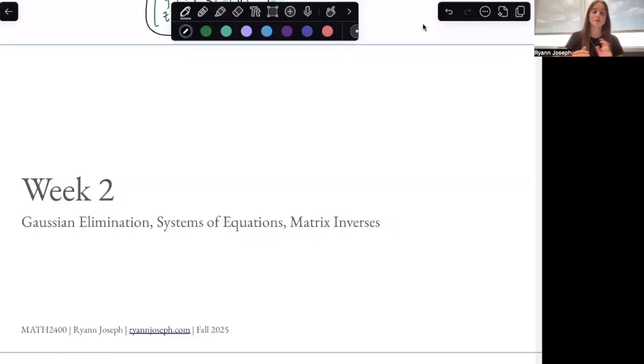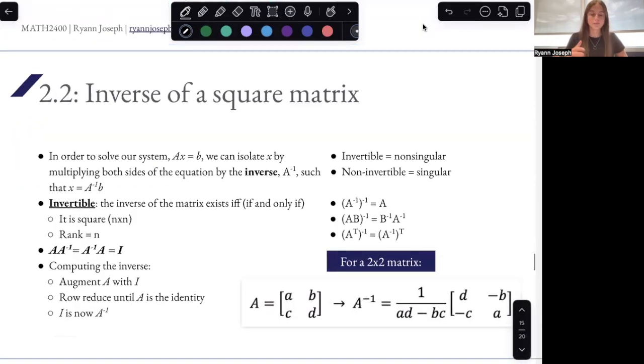So second part of week 2, we're talking about section 2.2, which is about the inverse of a square matrix. Week 2 in general is about matrices, doing Gaussian elimination on them, reduced echelon form, systems of equations. They all kind of interface with the idea of the inverse of a square matrix too. So that's what 2.2 is about.